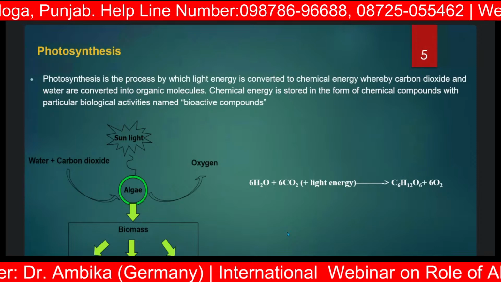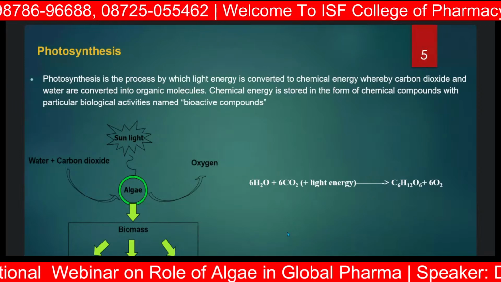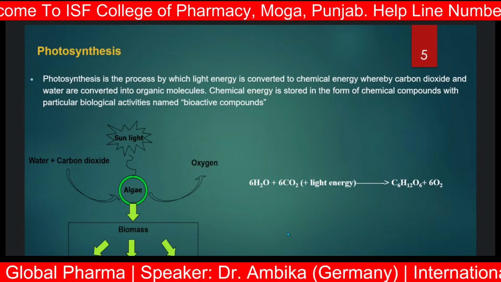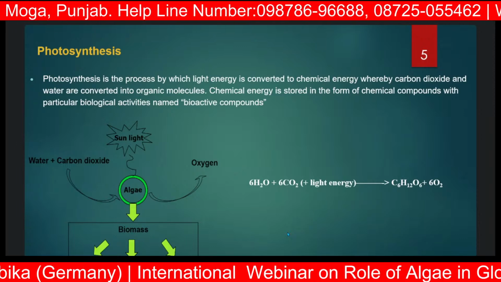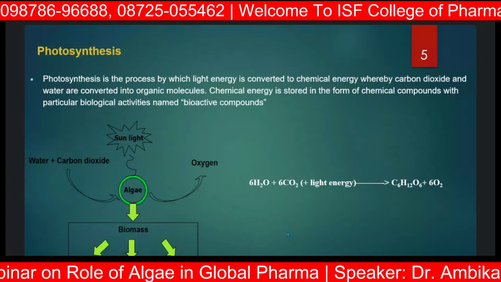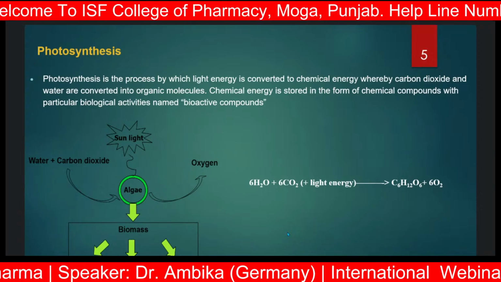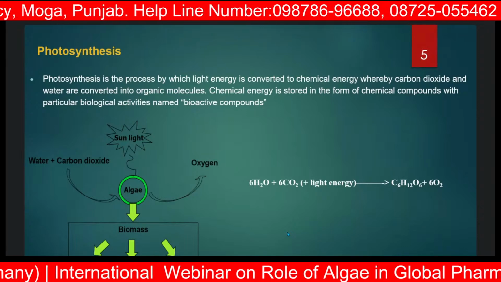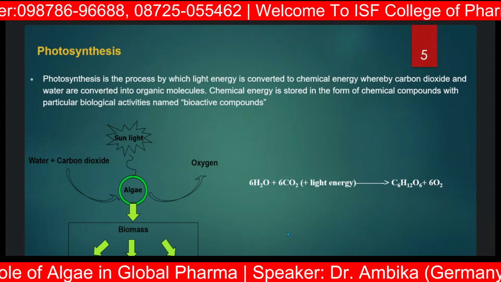So we all know that photosynthesis is a process by which light energy is converted to chemical energy, whereby carbon dioxide and water are utilized and oxygen is released, and which is converted into organic molecules. And these organic or chemical compounds with particular biological activities, we call bioactive compounds. This process happens in microalgae just like plants. Plants also depend on sunlight and carbon dioxide for photosynthesis, and release oxygen along with bioactive compounds. Likewise, algae also do the same thing. They utilize carbon dioxide as a carbon source, water, and absorb sunlight as an energy source, and they release more than 10 times more oxygen than plants. With these biomasses, we have multiple potentials that we are going to discover in the upcoming slides.